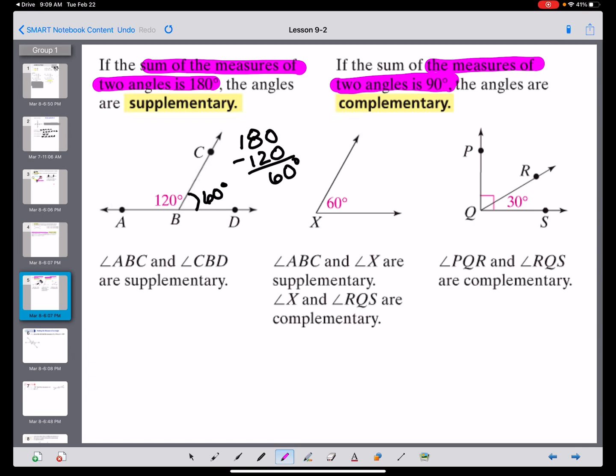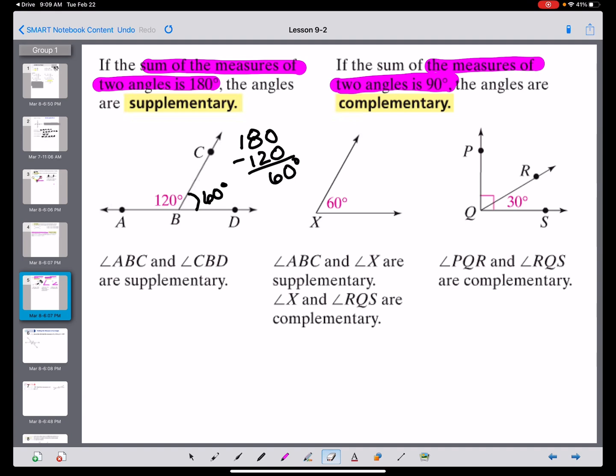Let's look at which ones they're talking about. This is angle X, and this is angle RQS. Do you see that the angle X has the measure of 60 degrees? And angle RQS has the measure of 30 degrees. 60 plus 30 is 90. And two angles with a measure of 90 degrees are said to be complementary.